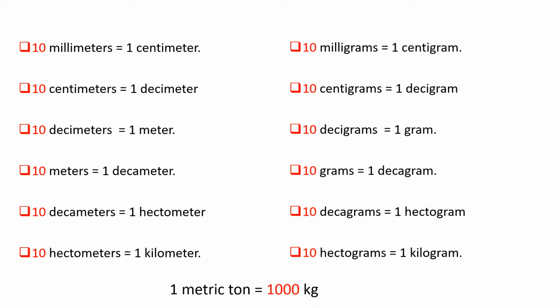Okay, so that is actually a very special unit. 1 metric ton equals 1000 kg. I'm going to be using that unit, 1 metric ton equals 1000 kg. In most of the problems I'm going to use that one, so memorize that one. 1 metric ton equals 1000 kg.